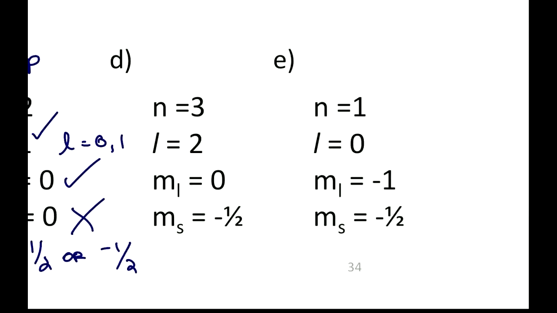Do you bet your midterm 2 grade on it? Yes? Okay, yes, it is allowed. But let's check. N equals 3, the possible L values are 0, 1, 2. So yes, L equals 2 is allowed. And so our possible M sub L values are -2 all the way to +2. So that M sub L of 0 is valid. And then finally a spin down electron, and that's fine.